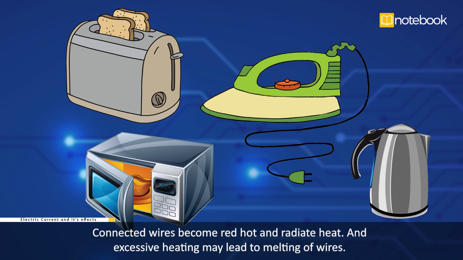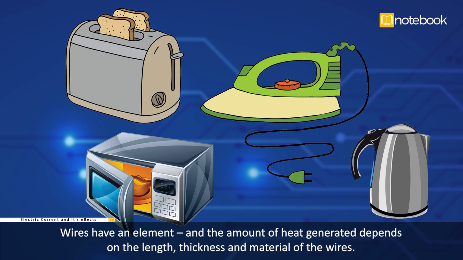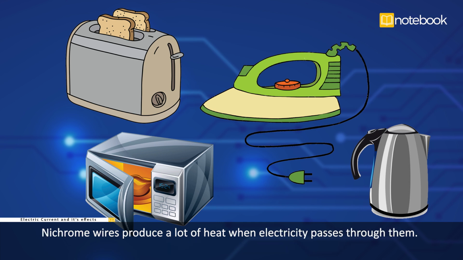Connected wires become red hot and radiate heat, and excessive heating may lead to melting of wires. You must have seen toasters burning or fuses being blown due to excessive heating of wires. Wires have an element, and the amount of heat generated depends on the length, thickness, and material of the wires. Nichrome wires produce a lot of heat when electricity passes through them.